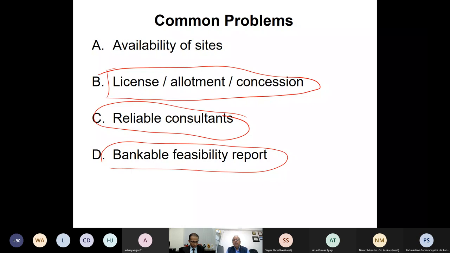A project like Narmada Sagar is a run-of-river project. It's not a storage project. The Narmada Dam in Gujarat has been one of the good examples of how to handle the resettlement policies.